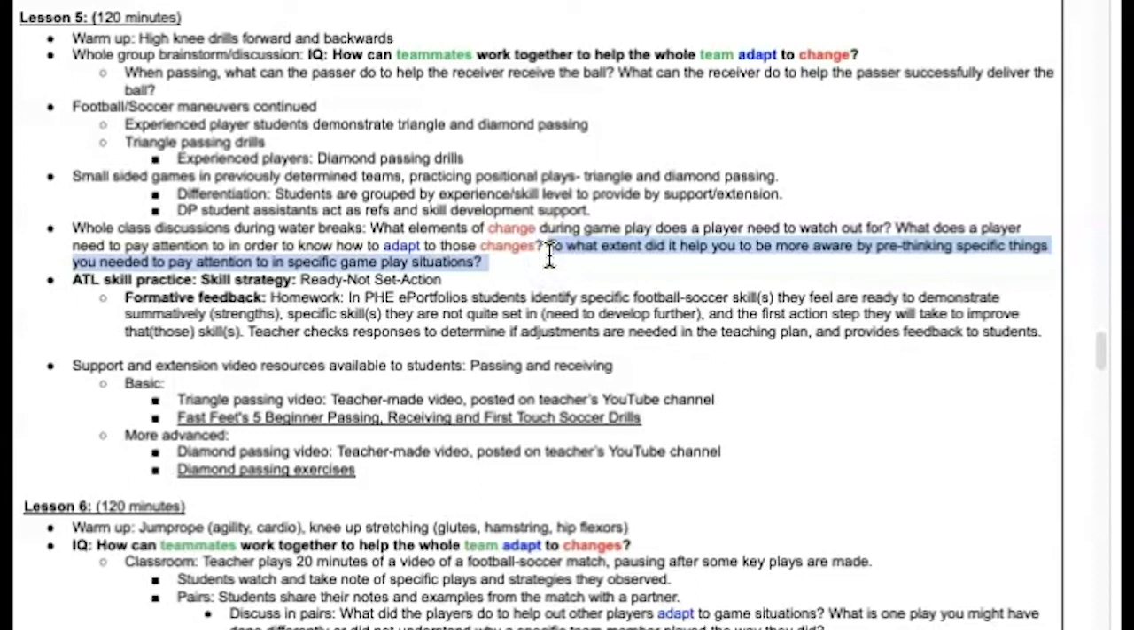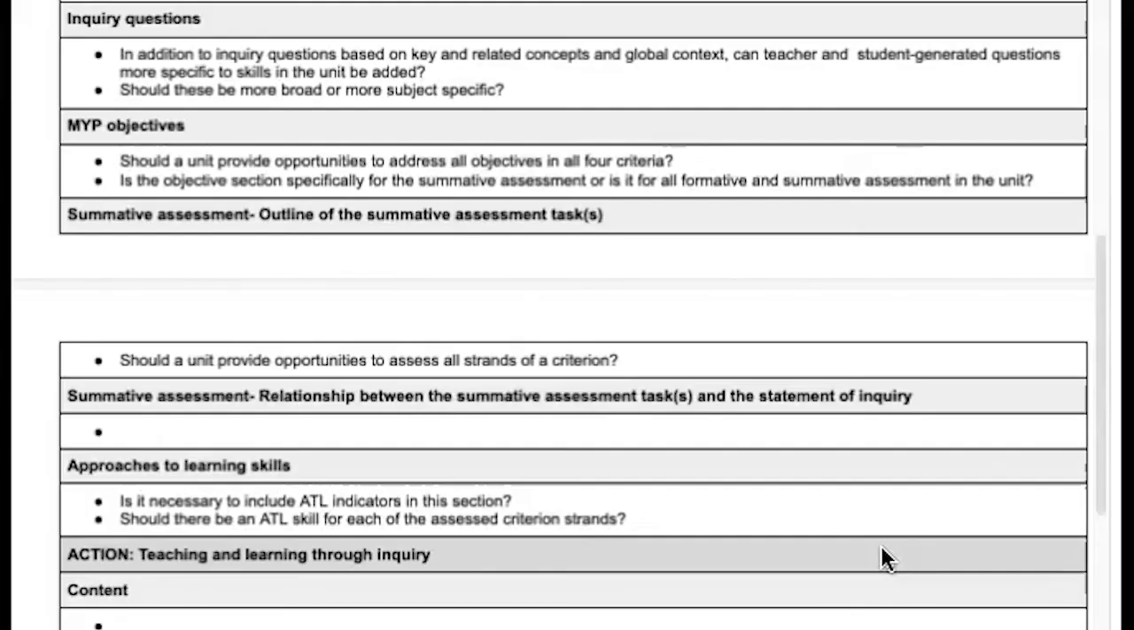So that doesn't really have any of the unit's concepts or context within it, but it does help students unpack and understand this inquiry question more specifically in terms of the content. The next question, should the inquiry questions be more broad or more subject specific? So it kind of depends on the statement of inquiry. As we discussed, some of those statements of inquiry might only be transferable within the subject or discipline. Then the inquiry questions are going to look more subject specific, but they are not going to include content.